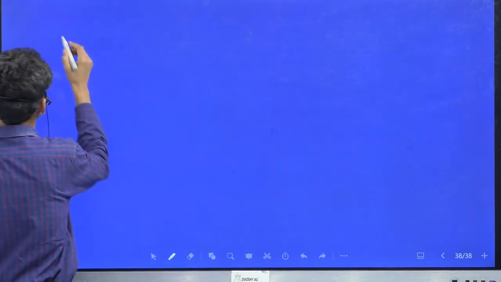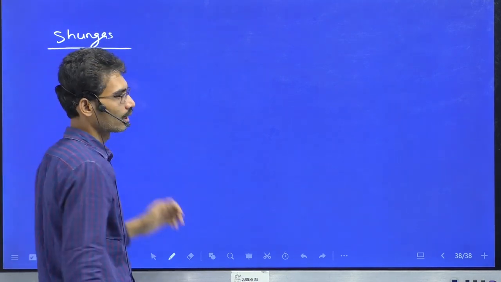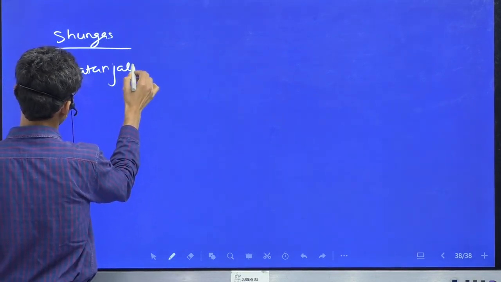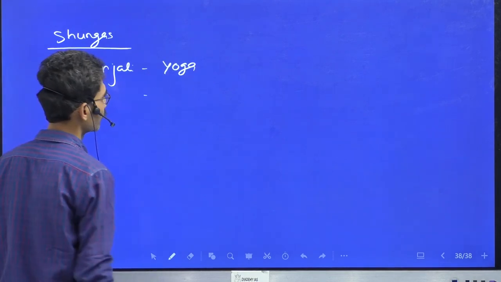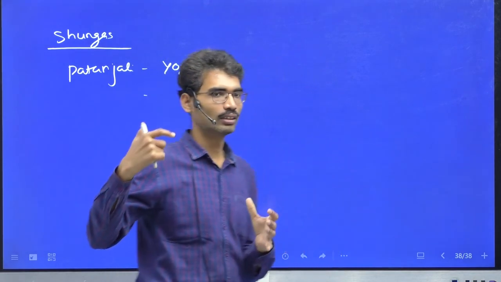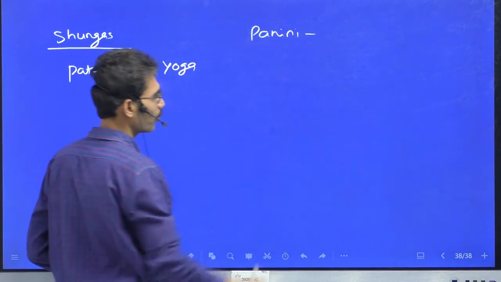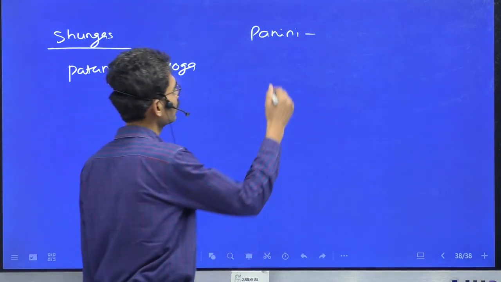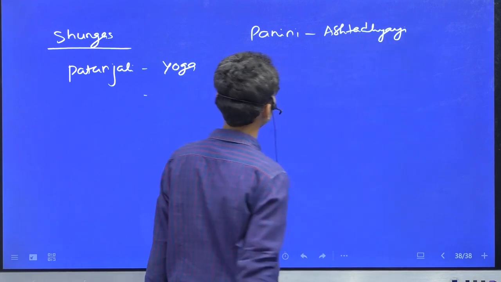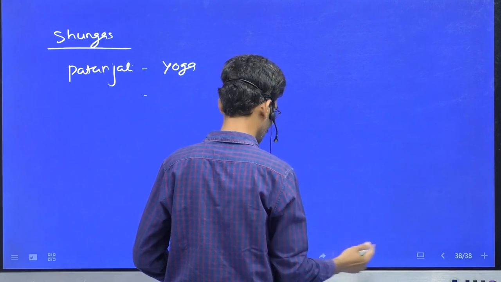For example, related to Shungas, there was one person called Patanjali, known for yoga. In Mahajanapada time period, Sanskrit grammar was properly organized by a person called Panini, Astadhyayi. Or I will do one thing, I will draw a map so that you will have a better idea.